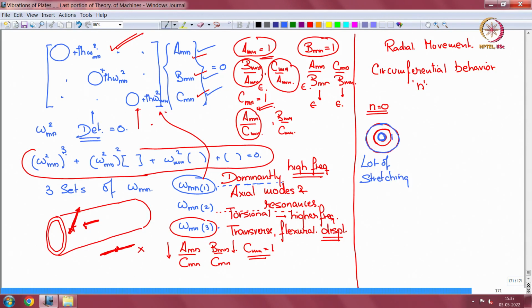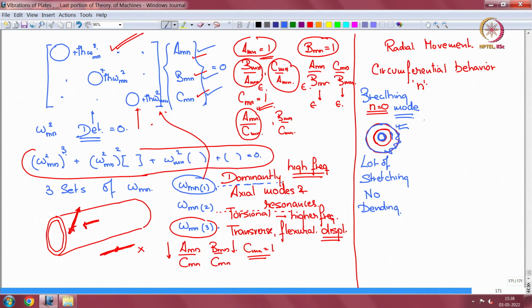The shell stretches, and that is how you get this, which is called the breathing mode. Breathing mode. Like you breathe and your chest cavity uniformly expands, and there is hardly any bending, no bending. The shell element is not bending, there is no bending happening.